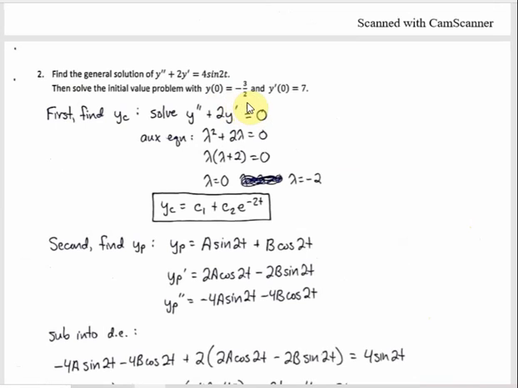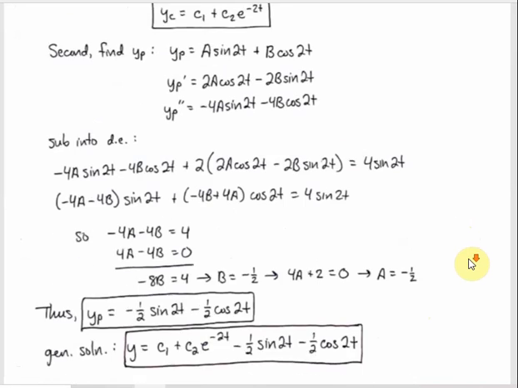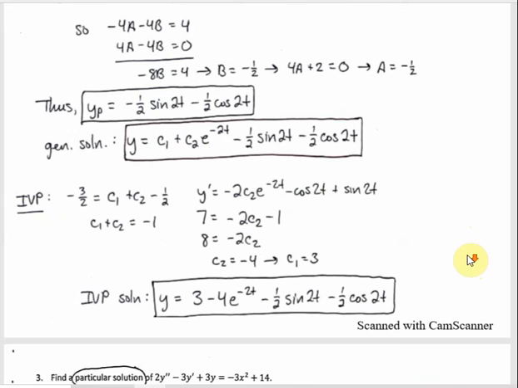Y of 0 equals -3/2. Y prime of 0 equals 7. All right, so if we go back down here, we should be able to solve for C1 and C2. So, okay, well then we've got that if we substitute in a 0, then sine 2t is 0, cosine 2t is going to be 1. So that's how I have that -1/2.